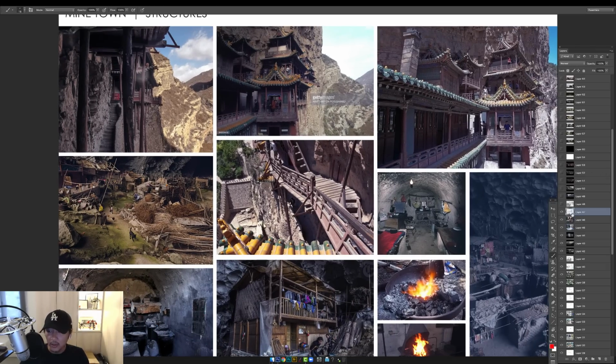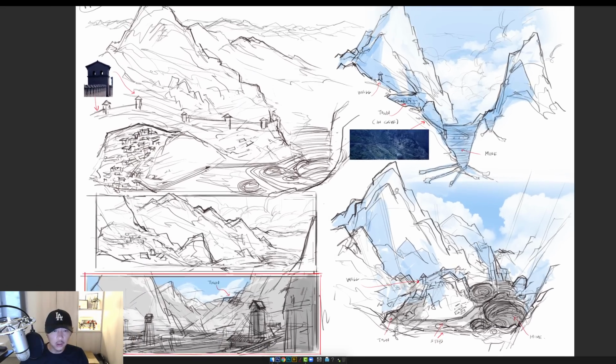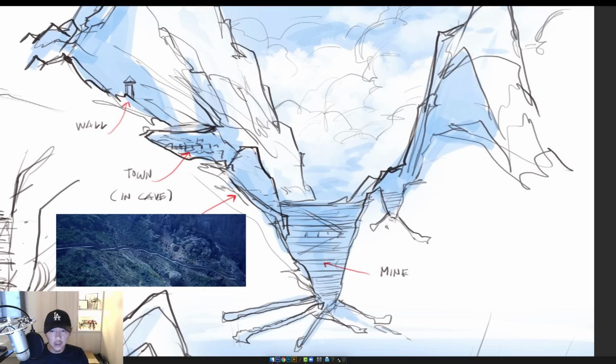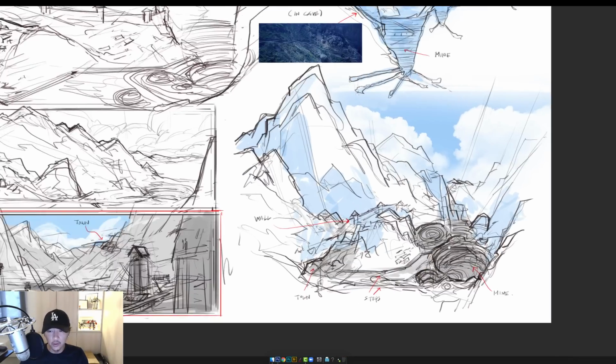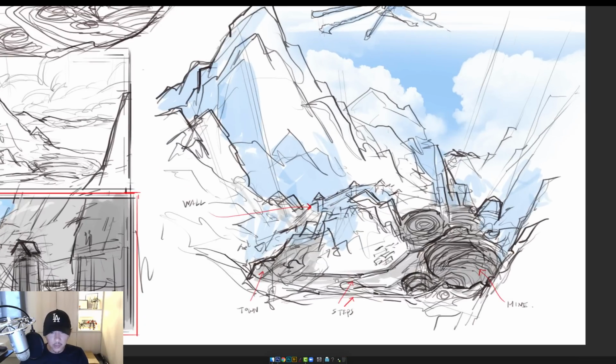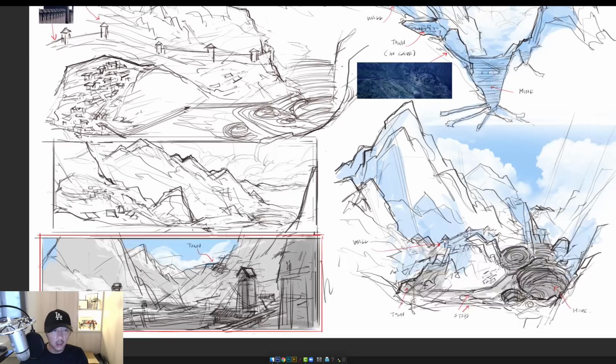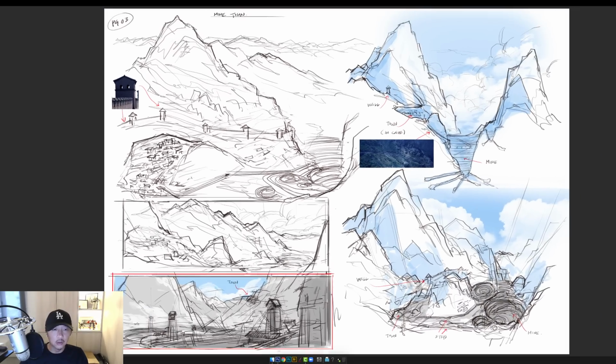So here is my first batch of sketches, to try to figure out how this works. You can see side view drawings, right? They're not that good, doesn't matter, it's for yourself. Here's the mine itself, the steps, the town, the location where they are. Just trying to figure everything out.